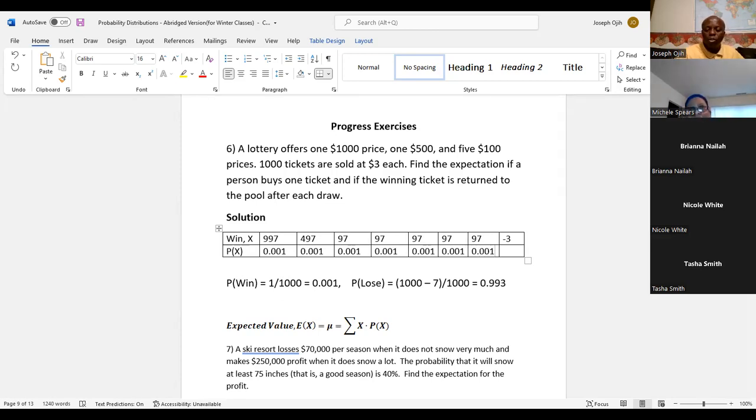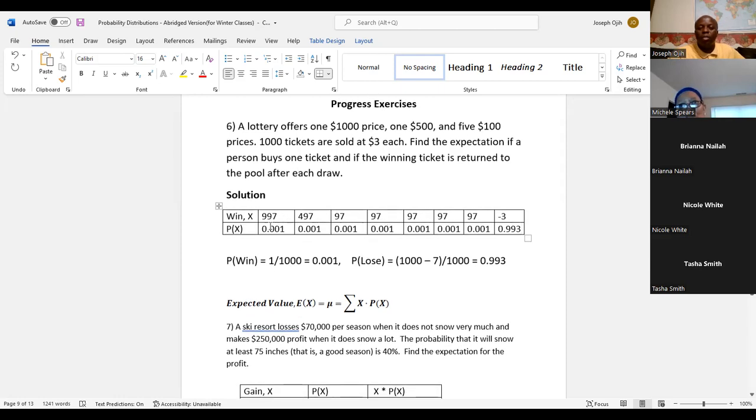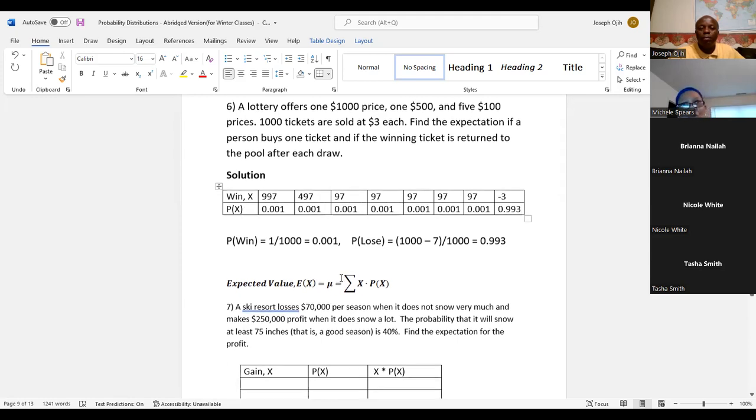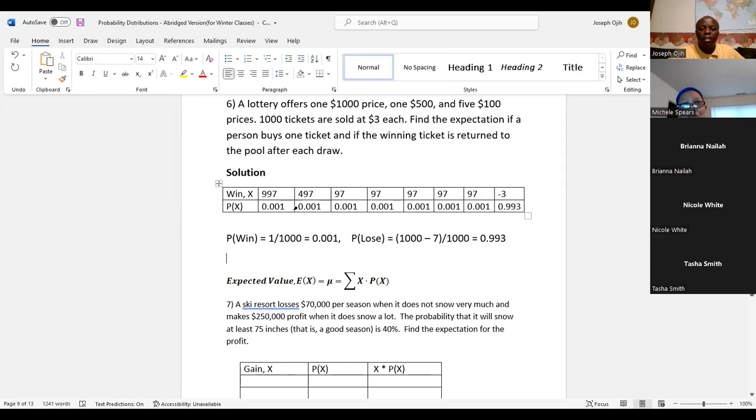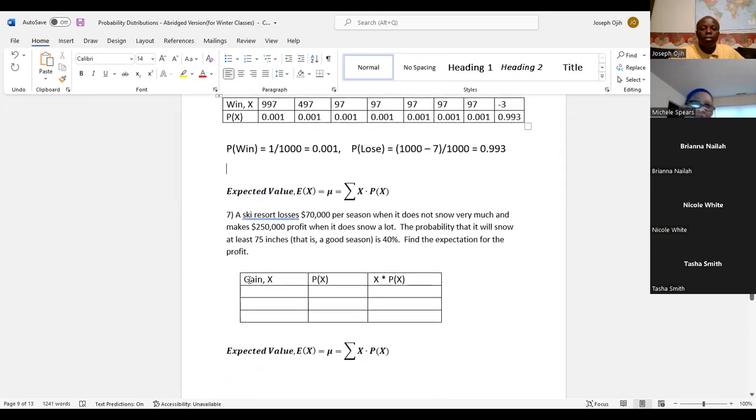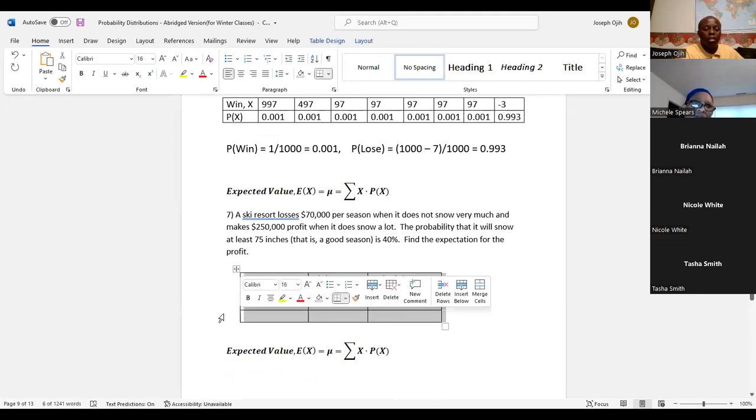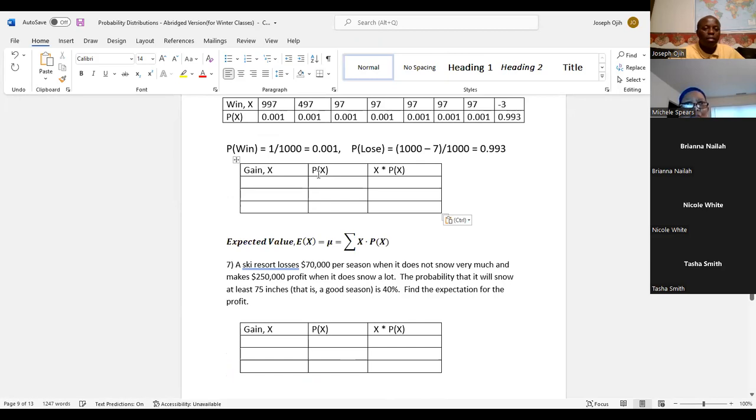And for losing, you have 0.993. So now we have our wins and loss, the wins here. So we can now make a table of values with this and then calculate our probabilities. The table of values can go this way. I can use this one here and put it here, then expand it.